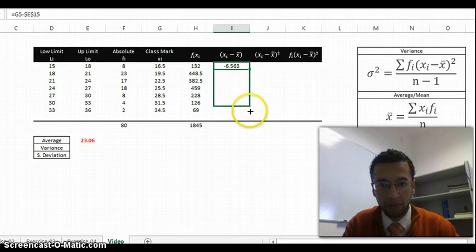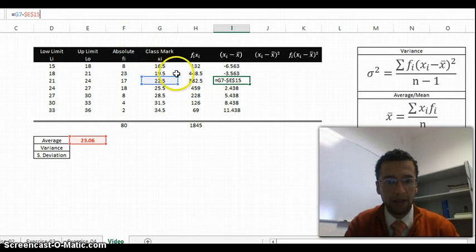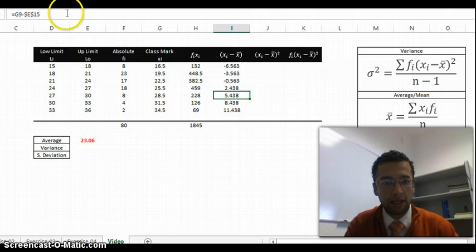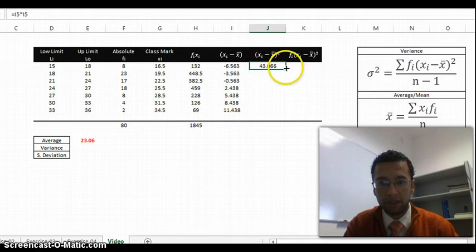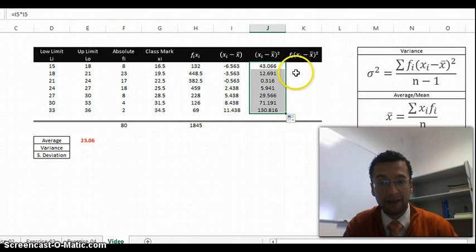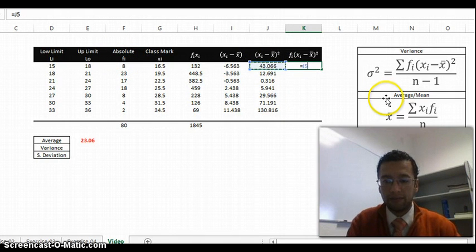So we copy the entire formula, and you can confirm that, for example, this class mark is minus the same average, and this class mark is also minus the same average. Good. Now you have to make it to the square, so this value is times this value. Copy the entire formula, and then finally this value times the absolute frequency. So we have to multiply it by this.